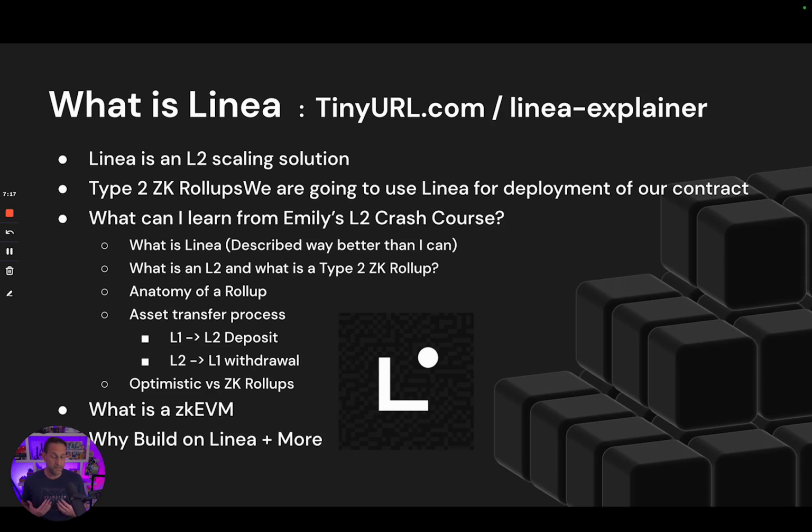So there's no change that you have to make to your smart contract code. If you have something that would normally deploy on Ethereum or maybe Polygon, then you should also be able to deploy it to Linea. So Linea is an L2 scaling solution. It is a type 2 ZK rollup, and we're going to use Linea for deployment of our contract.